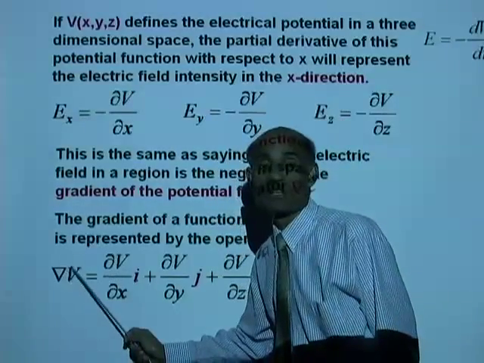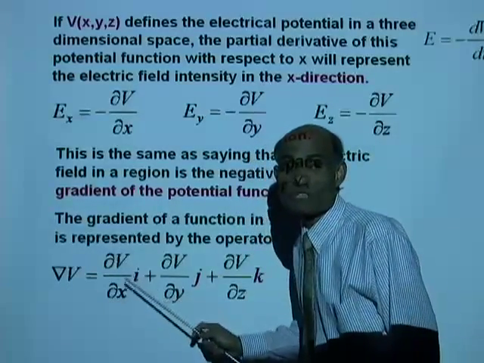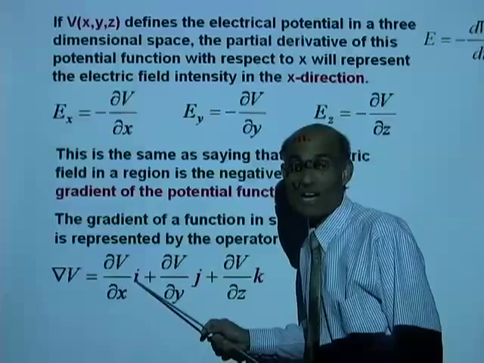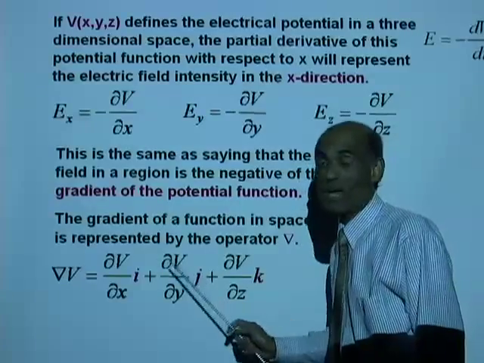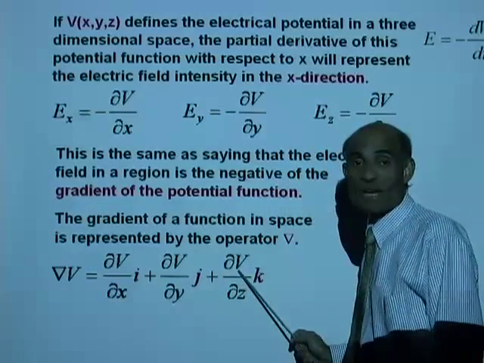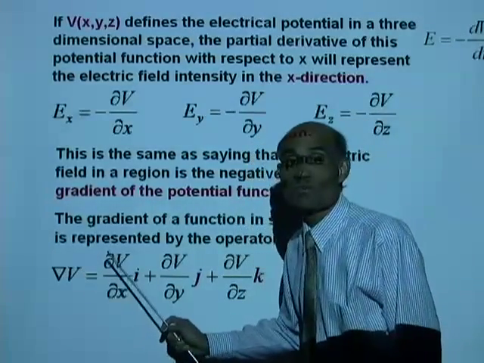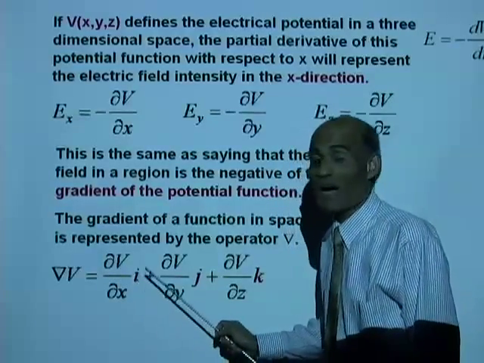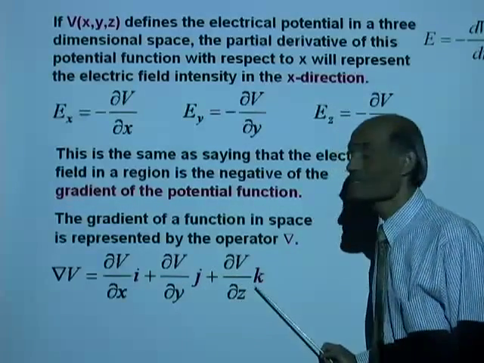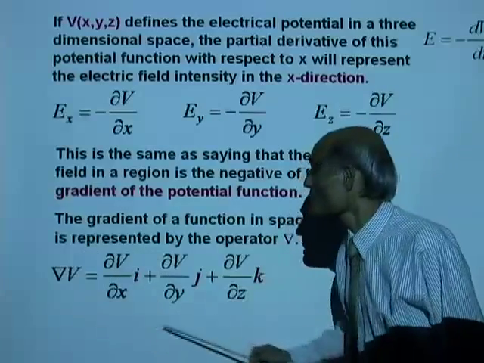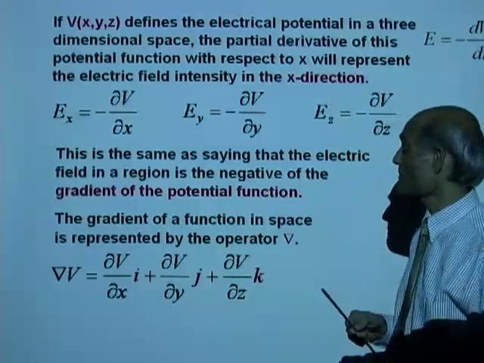Now what is that operation? That operation consists of finding the derivative of this with respect to x in the x direction, that is i. Then find the derivative of this in the y direction, that is j. And then find the derivative of that in the z direction, that is k. So del V equals ∂V/∂x i plus ∂V/∂y j plus ∂V/∂z k, and this represents a potential function in a three-dimensional electric field.